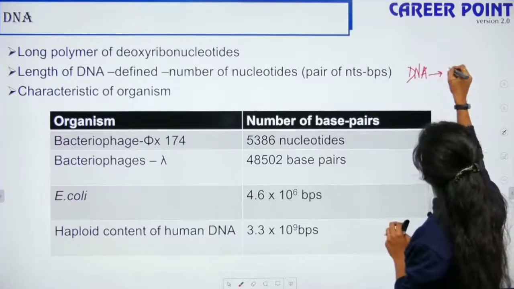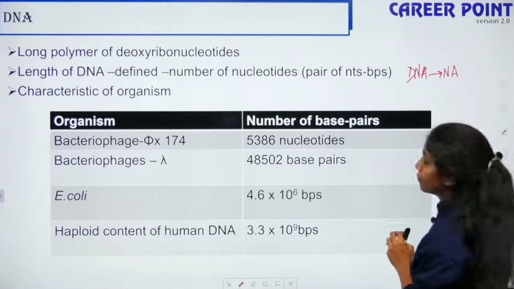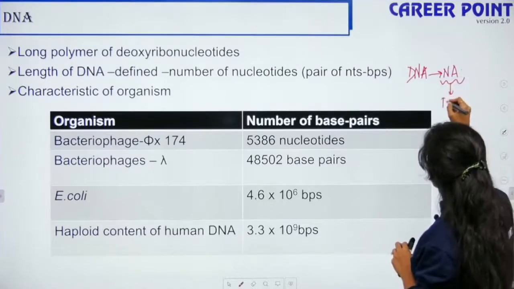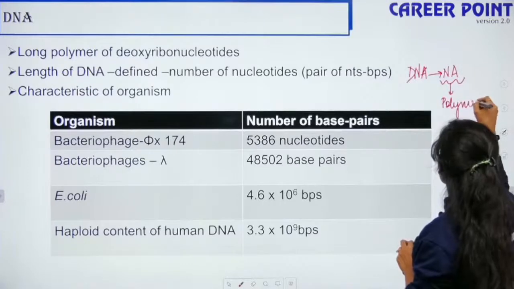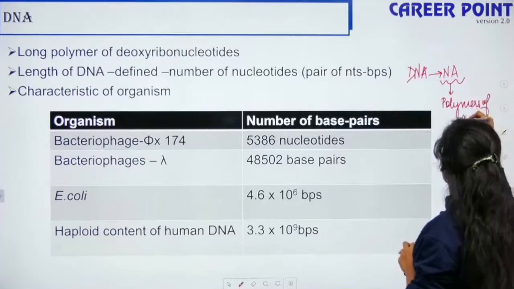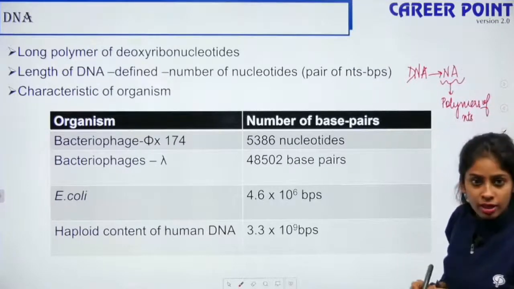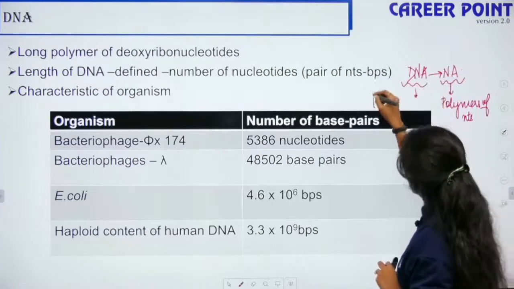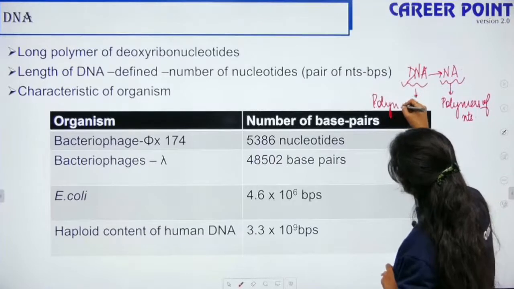So DNA is a type of nucleic acid. Okay, so nucleic acids are polymers of nucleotides. So DNA is a polymer of deoxynucleotides.